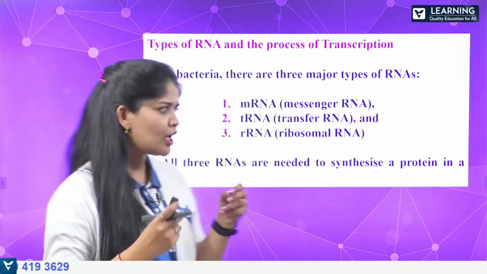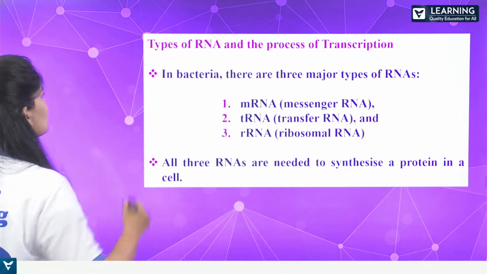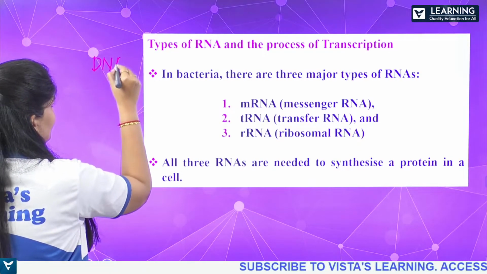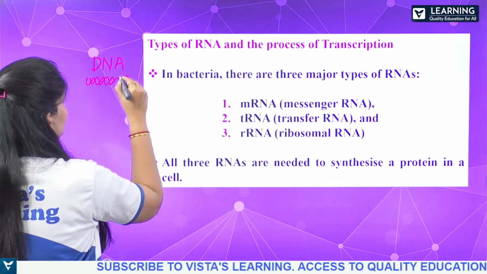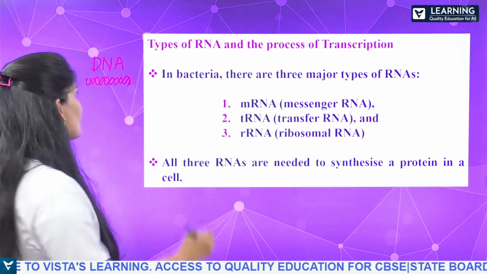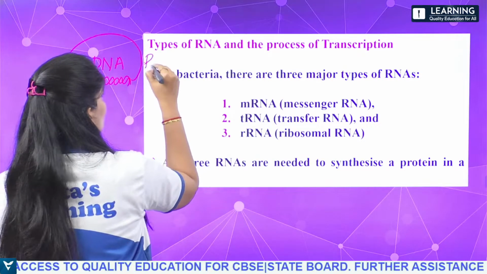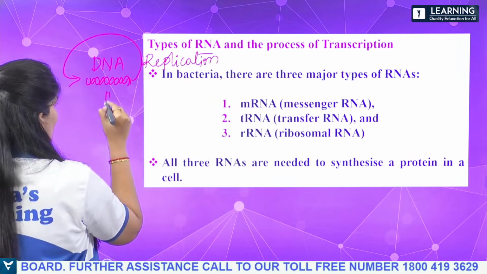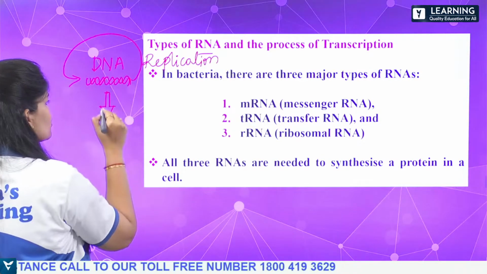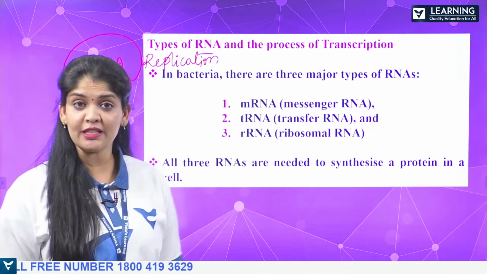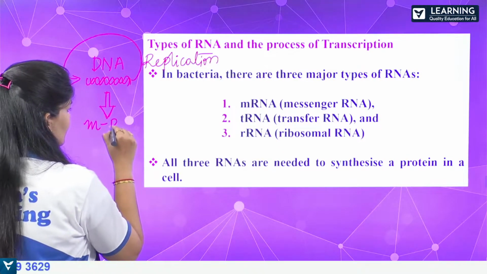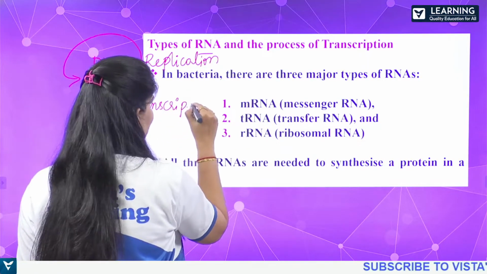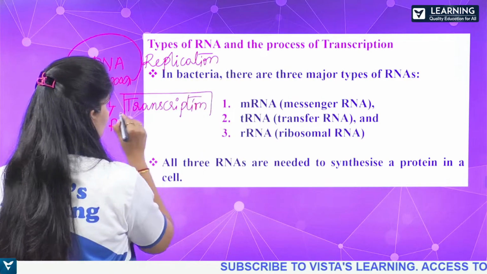of transcription. If you look at the sequence of the central dogma, it starts with DNA, and DNA can replicate, producing its own copy by means of replication. Now, whatever genetic information has been stored in the DNA is copied into mRNA. And that process is nothing but transcription, which we are dealing with presently.